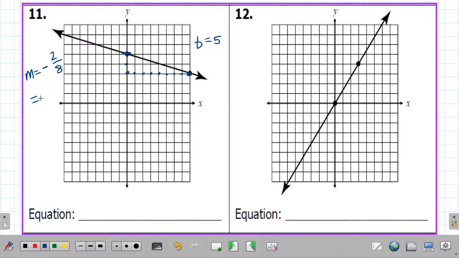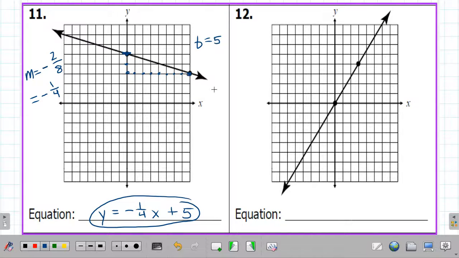Which, once again, the hardest part about these questions is what this reduces to. Well, it's going to be negative 1 over 4. Divide both top and bottom by 2. So once again, we know there's two things. My equation is going to be y is equal to negative 1/4 x plus 5. And like I said, I can tell that because of the slope and y-intercept, which I can easily see by just looking at the graph.